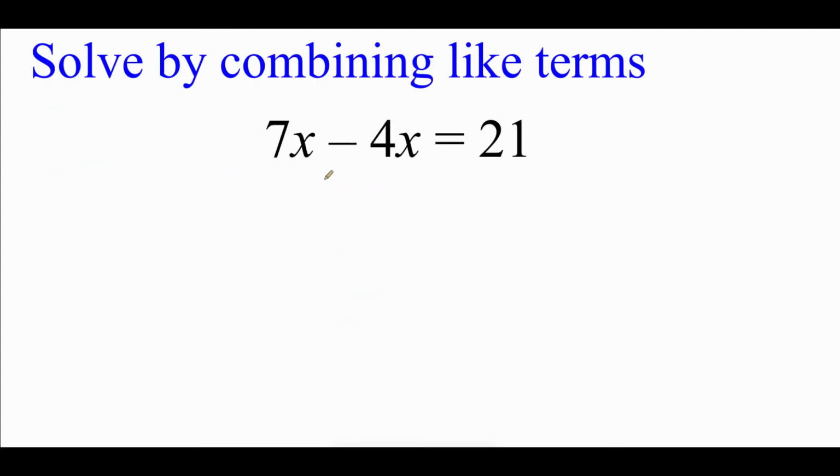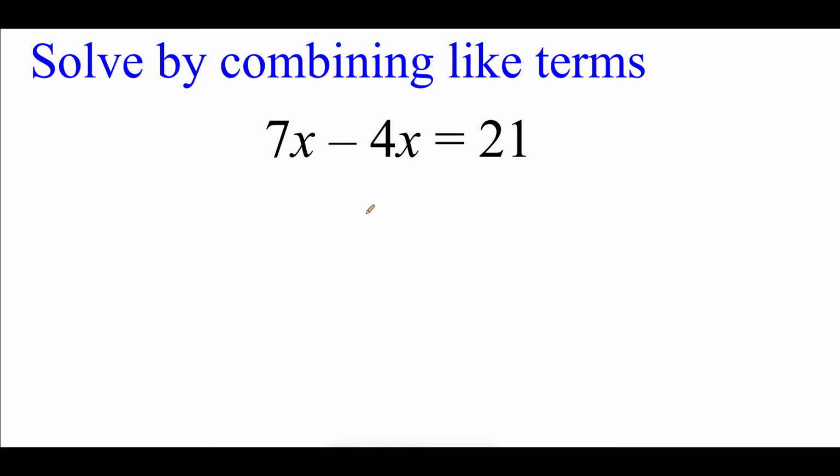Now this example looks a little bit different because there's two separate variables on the left-hand side. We've got that 7x and then we've also got this 4x. In order to solve this one, we're going to use something called combining like terms. So these are like terms because they're both x's with numbers on them. So we can actually combine these by doing the subtraction that's happening on the left-hand side.